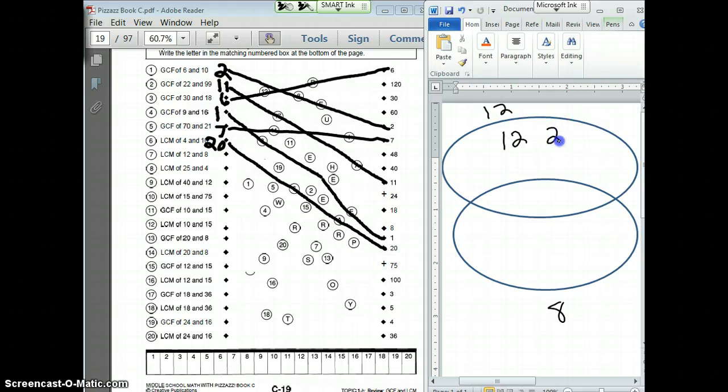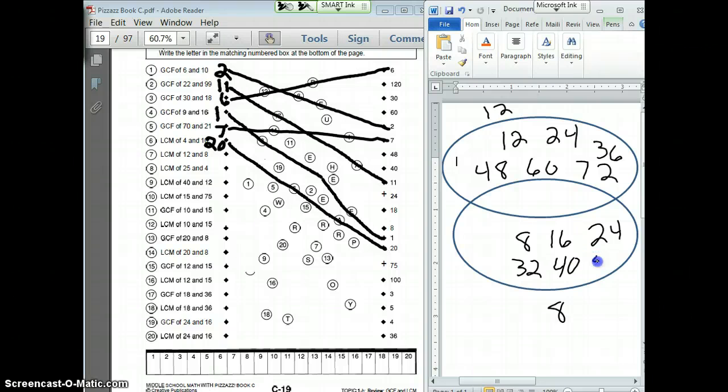12 times 2 is 24. 12 times 3 is 36. 12 times 4 is 48. 12 times 5 is 60. And I'll do one more. 12 times 6 is 72. And then 8's smallest one will be 8 itself. And then 8 times 2 is 16. 8 times 3 is 24. 8 times 4 is 32. 8 times 5 is 40. 8 times 6 is 48.